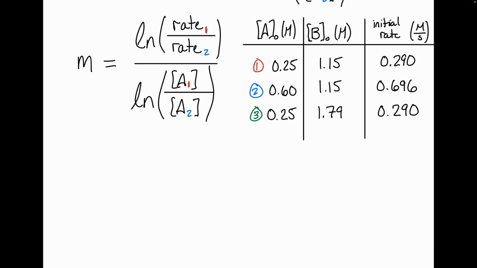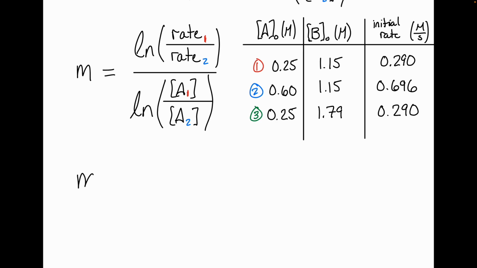Cool, so we plug this in here, and what do we get for the order of our reaction with respect to A? 1. Yep, all that work for a 1. Okay? I guess just to be clear, rate of 1, plug in that value. Rate of 2, plug in that value. Concentration of A1, 0.25. Concentration of A2, 0.60. Okay? So we got one of our 3 variables down from our rate law.